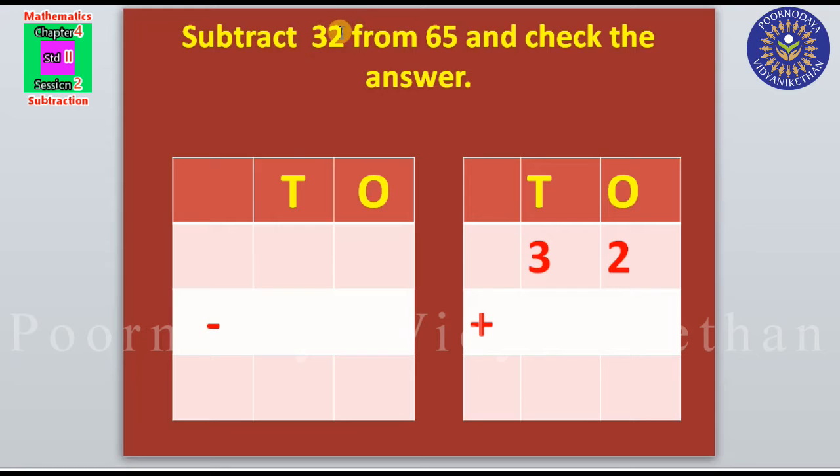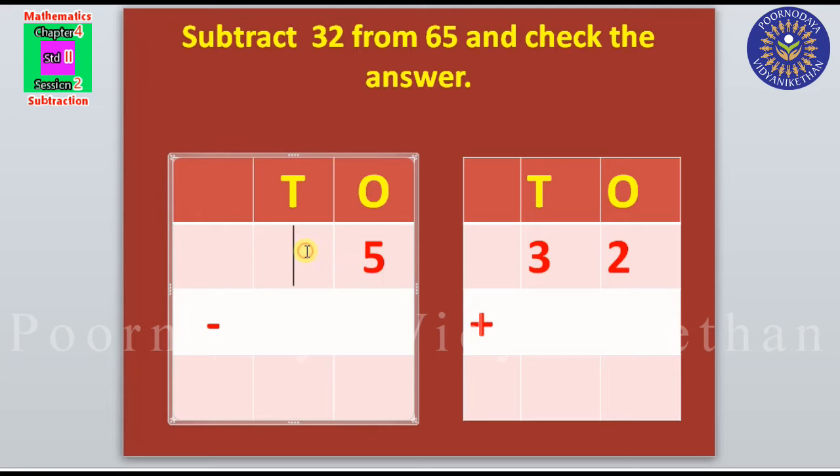Subtract 32 from 65. So, when you are arranging these two numbers in vertical order, first you have to write the bigger number, that is 65. In 65, in ones place there is 5 and in tens place there is 6. Below that you have to write the smaller number, that is 32. In ones place there is 2 and in tens place there is 3.